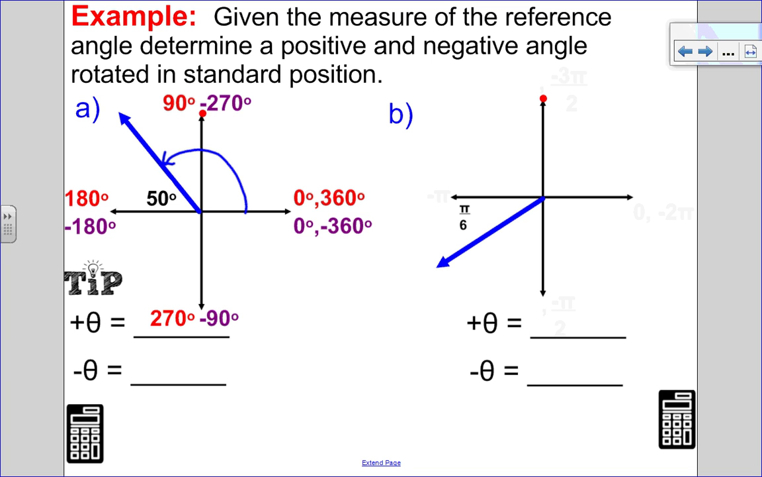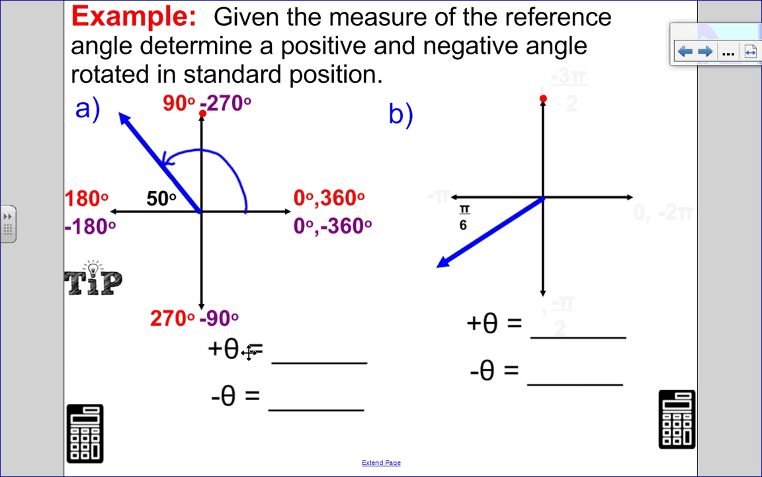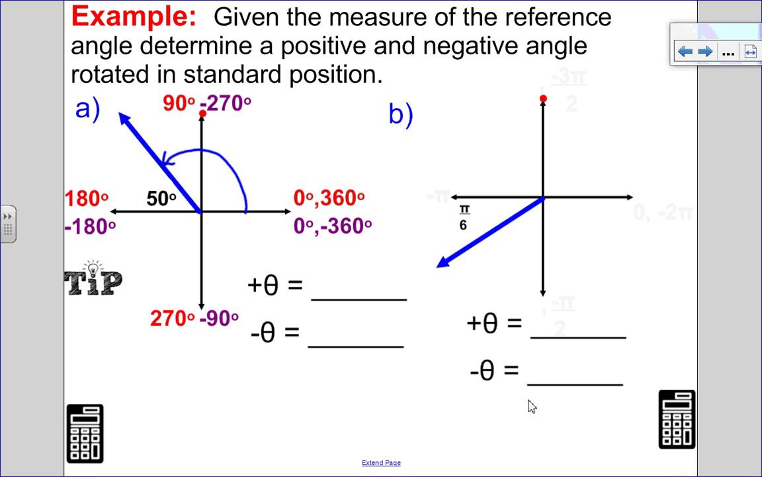So I haven't gone all the way to 180. I've actually gone back from 180 by 50 degrees. So to figure out what my angle is, I'm going to do 180 degrees, take away my reference angle of 50. So I'm just going to adjust this here to give myself a little bit more room to write. So my positive angle is going to be 180 degrees minus 50 degrees, which is 130. So I have a 130-degree angle.